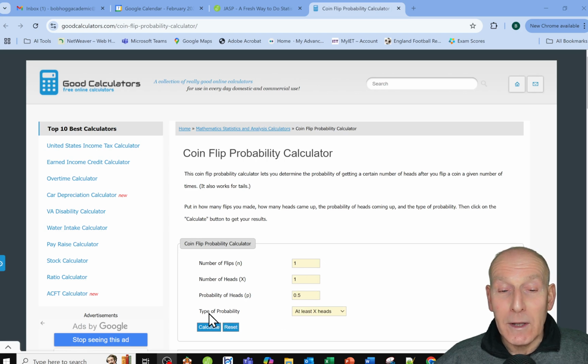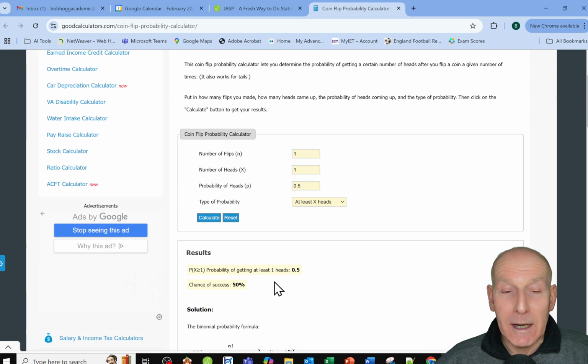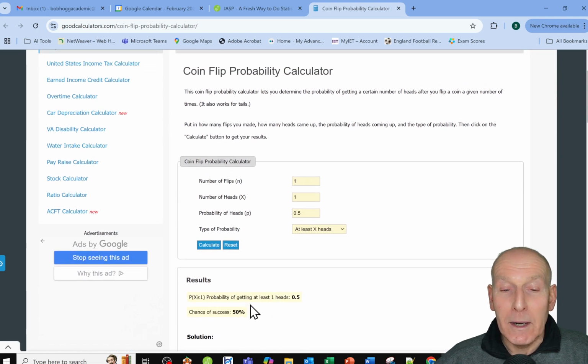And I'm going to look at the type of probability being at least X heads. Now remember the definition of the p-value. Go back in the video if you're not sure. It said that result or more extreme when we're defining the p-value. And if, for instance, I run this calculator, just press the calculate button, you'll see at the bottom here, it will tell us what we know, that the probability of getting at least one head is 0.5. In other words, the chance of success is 50%.